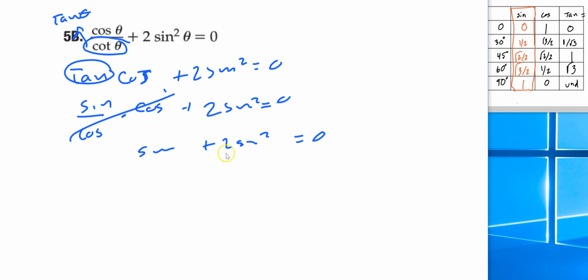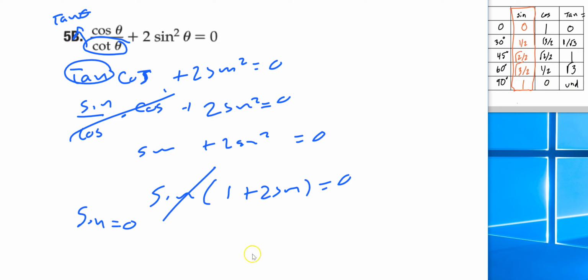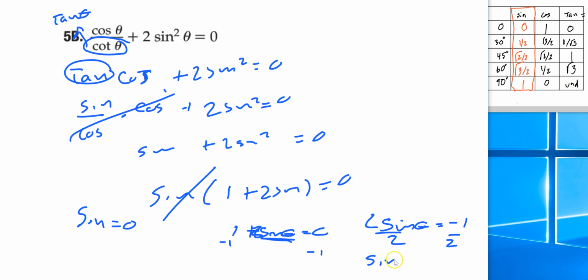And we're going to solve very similar to the last one. Factor what they have in common, they both have a sine. You have sine times 1 plus 2 sine equals 0. We're going to split each one. Sine theta equals 0. And 1 plus 2 sine theta equals 0. Solve for theta, subtract the 1. I get 2 sine theta equals negative 1, divided by 2. Sine theta equals negative 1 over 2.